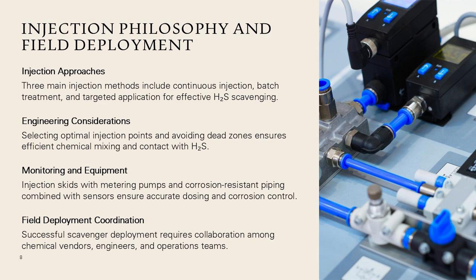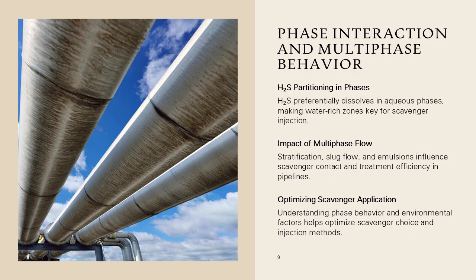Field deployment of scavengers is an integrated effort requiring coordination between chemical vendors, integrity engineers, and operations teams to achieve consistent and reliable corrosion control. The effectiveness of H₂S scavengers depends greatly on understanding how H₂S partitions among the gas, oil, and aqueous phases during flow. H₂S is more soluble in water than in hydrocarbons, meaning that aqueous-rich zones are often primary targets for scavenger injection. However, in multi-phase pipelines, fluid stratification, slug flow, or emulsions can significantly affect reaction efficiency.